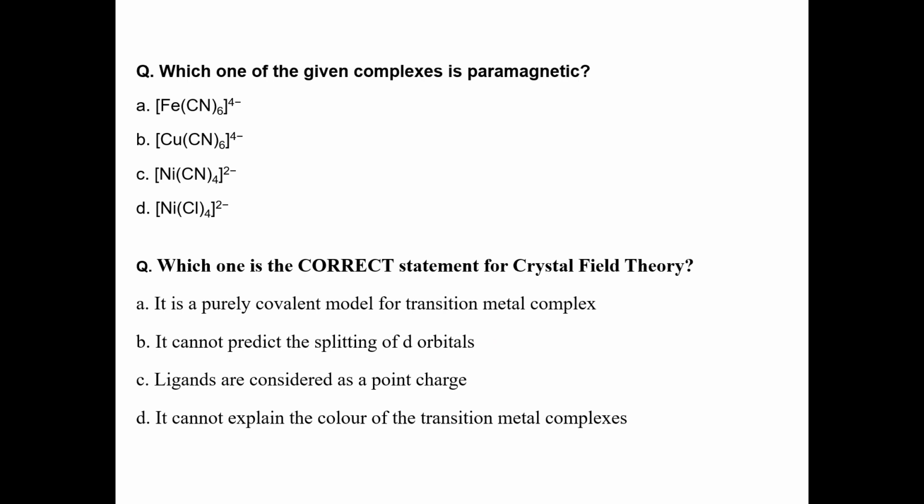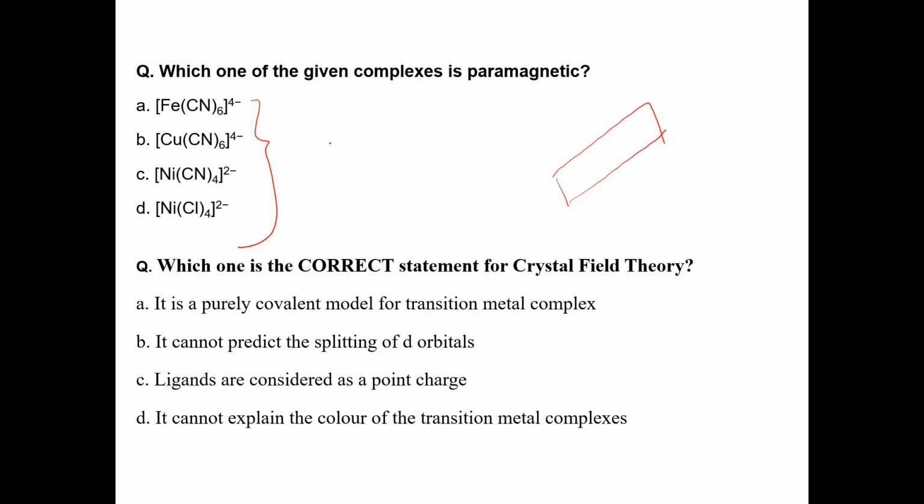So which one of the given complexes is paramagnetic? Paramagnetic means the complex has unpaired electrons. If they are all paired, it will be diamagnetic. First check the oxidation state, write down the electronic configuration, and fill the electrons accordingly. Since the cyano ligand is a strong ligand, in all the cases electrons will be paired up. So in this particular question, the magnetism depends only on the number of unpaired electrons.